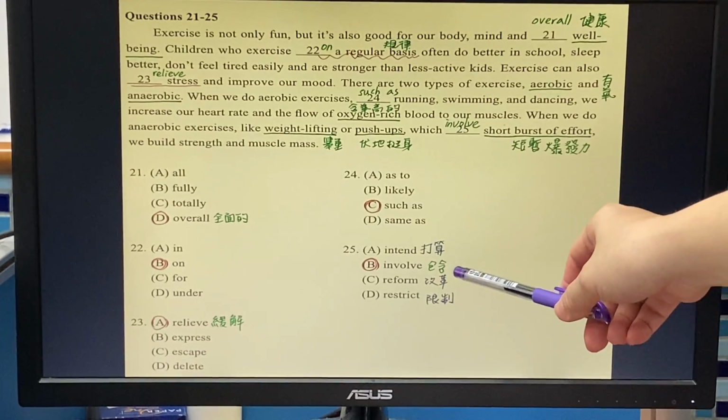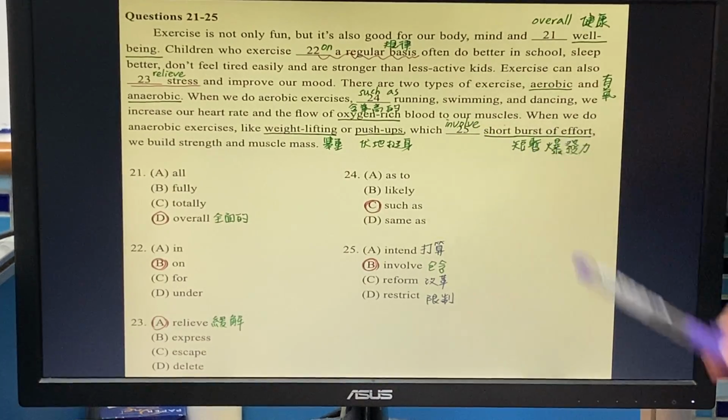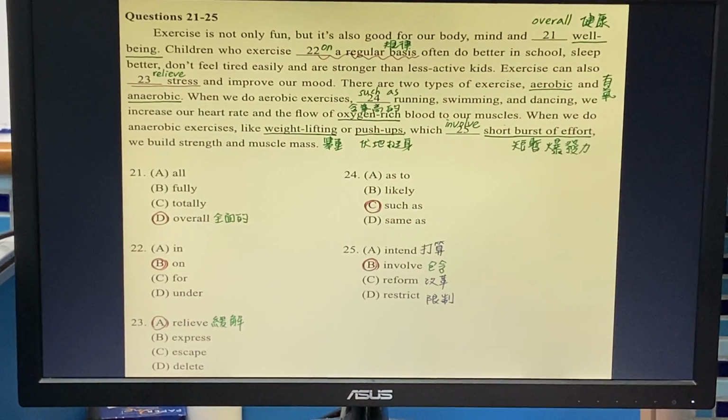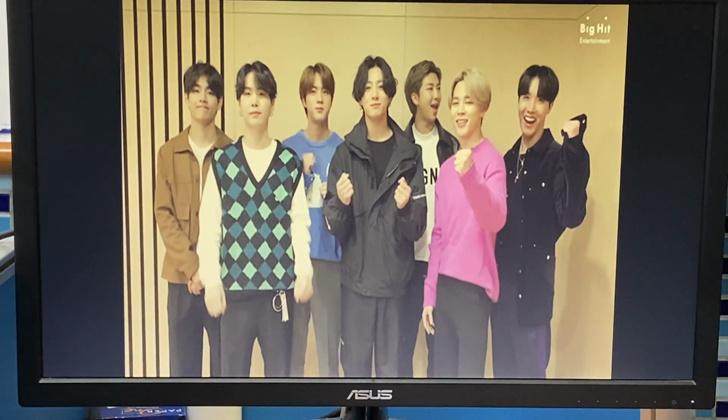Involve 就是包含，它包含了短暂的爆发力。We build strength and muscle mass, 可以帮助你建构肌肉。Okay, these are the answers. Okay, I hope you will follow teachers' writing steps and try to do it every time you do a writing practice. Okay, fighting!